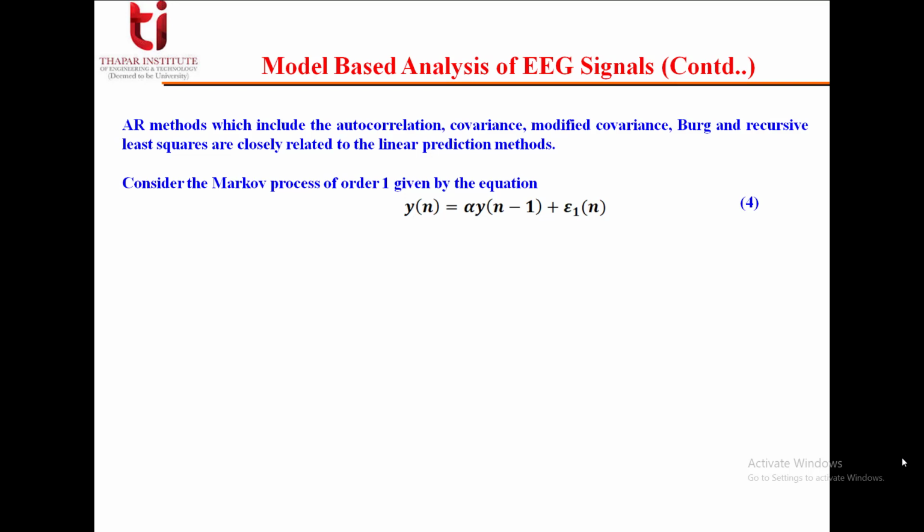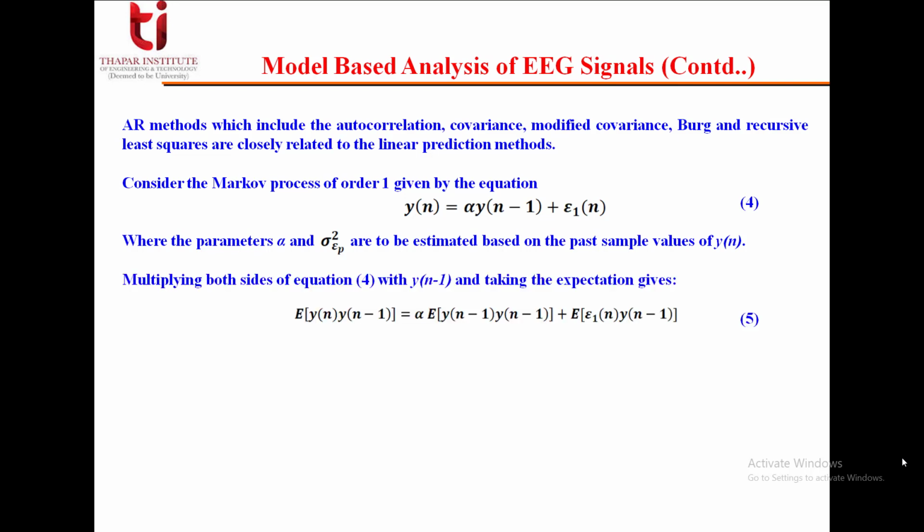Now let's first consider a Markov process of order 1. So we can write the equation as y n equals alpha y n minus 1 plus epsilon 1 n, because now p is 1 as we are talking about the process of order 1. So the parameters alpha and sigma epsilon p square now have to be estimated based on the past sample values of y n.